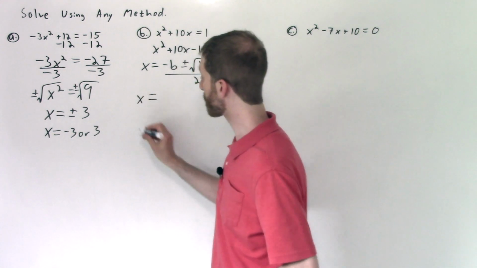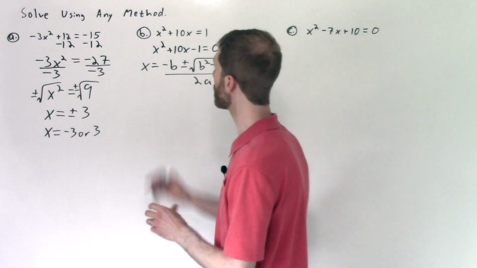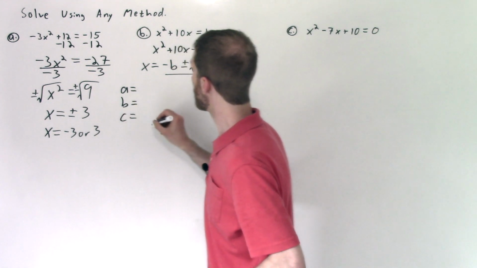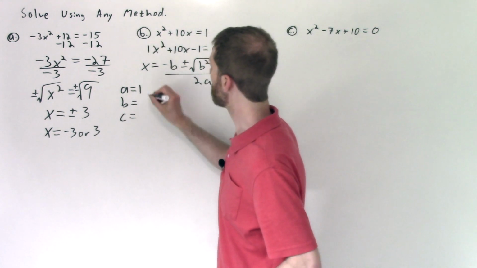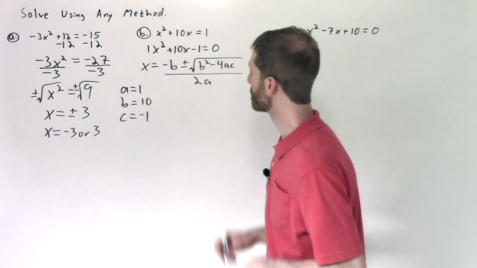So I write out the bank of values that I have. Let me do that first, actually, and then we're going to plug it in. So I've got a, b, c. A is equal to that invisible 1, b is positive 10, and c is negative 1. Sweet. So now let's plug it in.